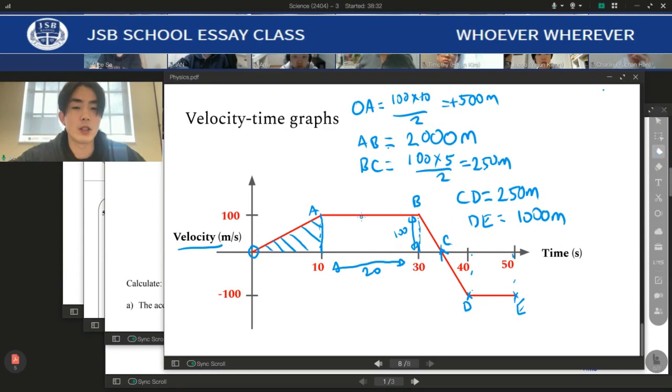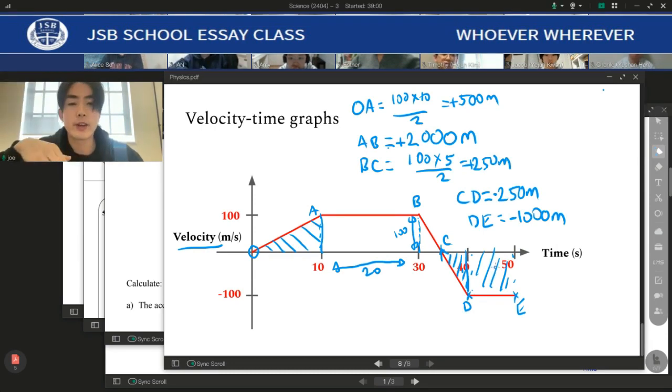So O to A is plus 500. A to B is plus 2,000, B to C is plus 250, but C to D is this section here, right? And it's underneath the graph, which means that the car is moving backwards, okay? So C to D is actually negative 250. Same thing for D to E, because it's underneath the graph, it's negative 1,000. So if you find the numbers, you also have to find is it positive or negative. It's simply, is it above the graph or below the graph? So if I asked you what's the total distance traveled by the whole vehicle, then we can just add all these numbers together to find the total distance. Okay.